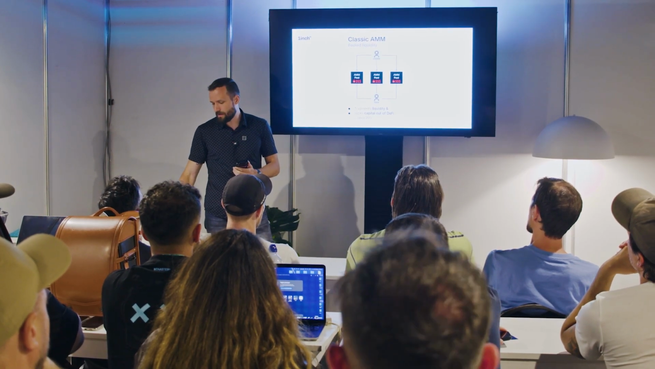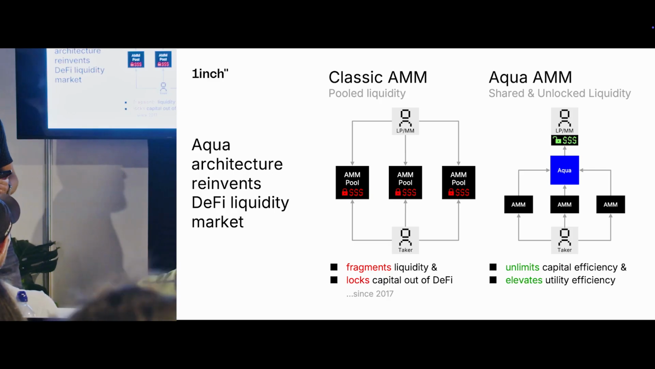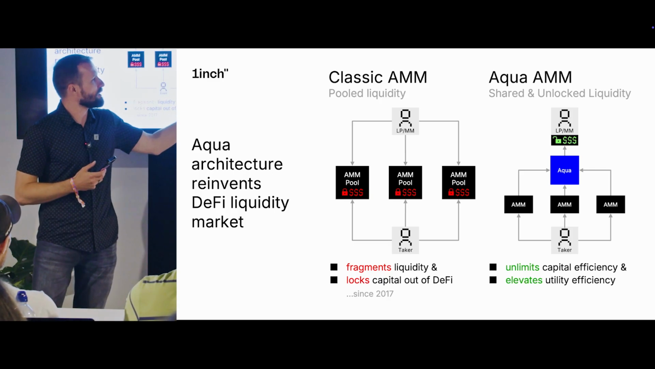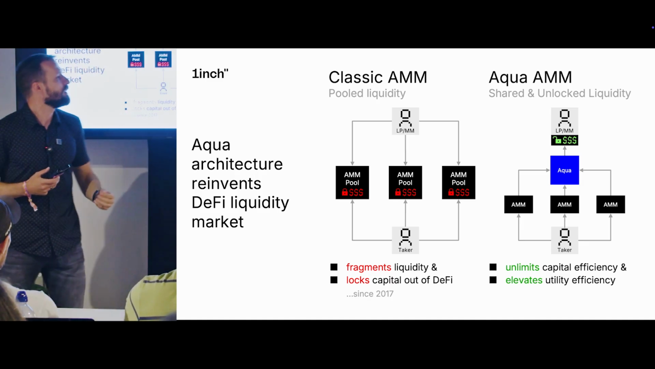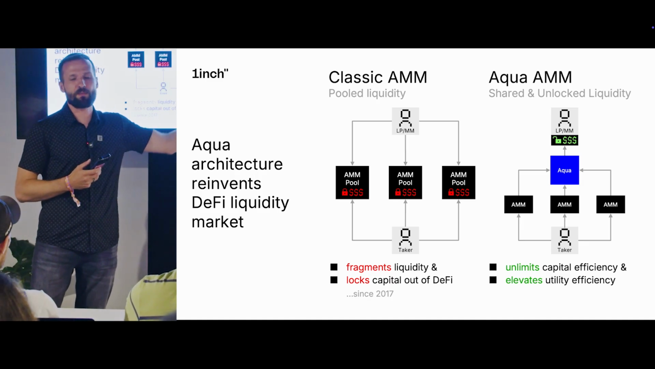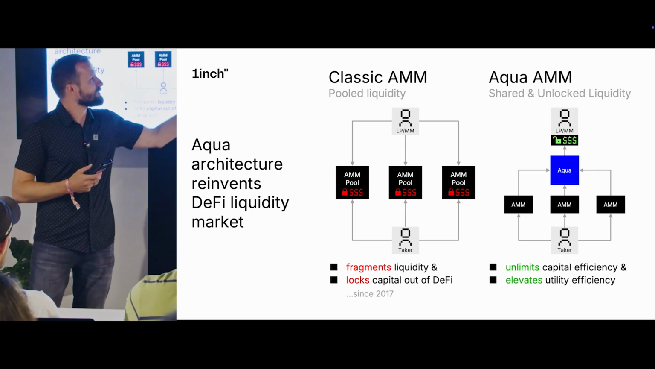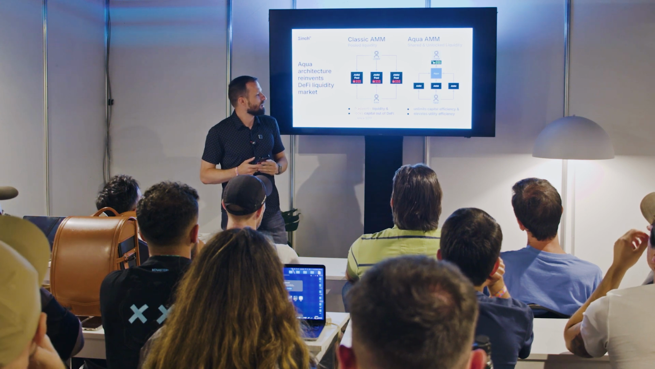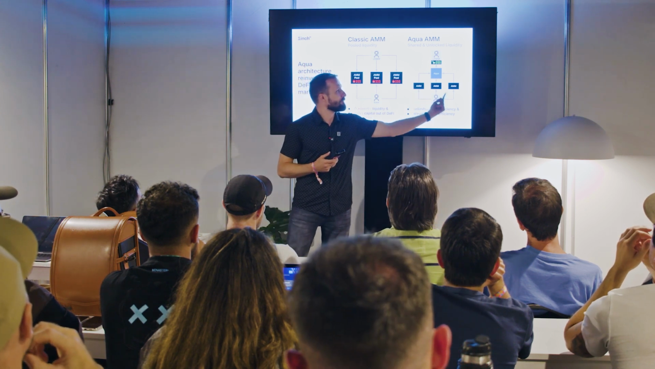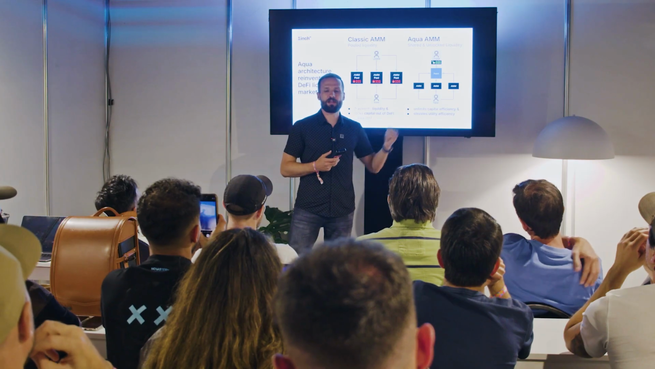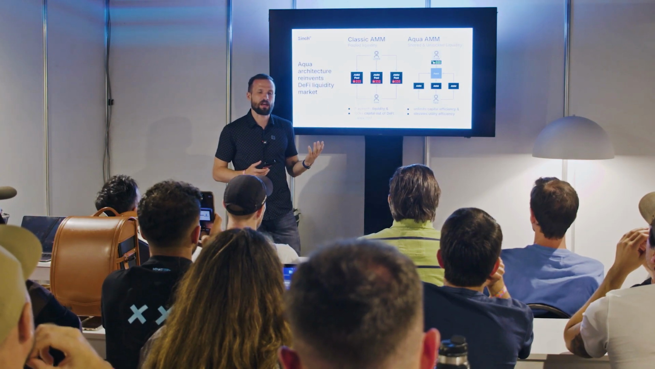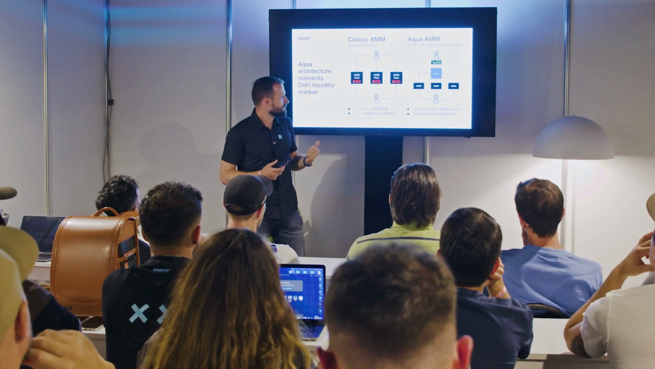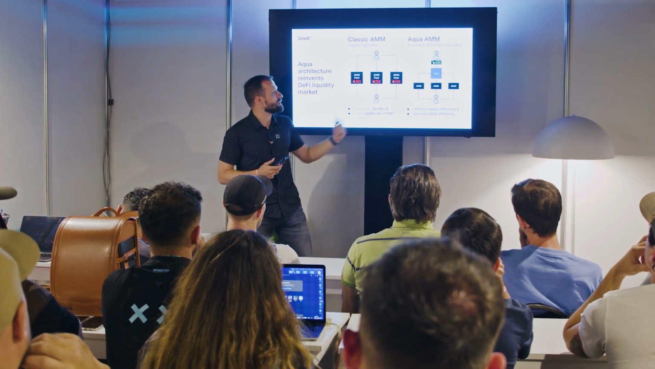Here we are coming with a new approach. Our approach is that all the capital sits in the LP wallet and AMMs get access to this capital on demand. When a taker comes to make a swap, they can get this access through Aqua from the LP wallet. So this actually makes those AMMs able to work on the same capital. They get shared access to the same capital, which can increase utilization of this capital. And for sure, it also elevates utility efficiency.